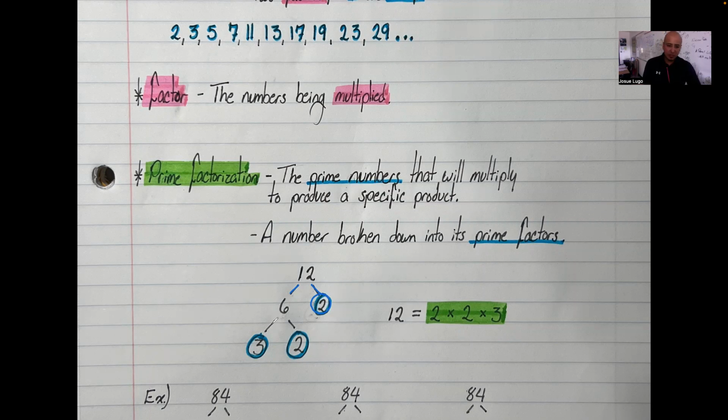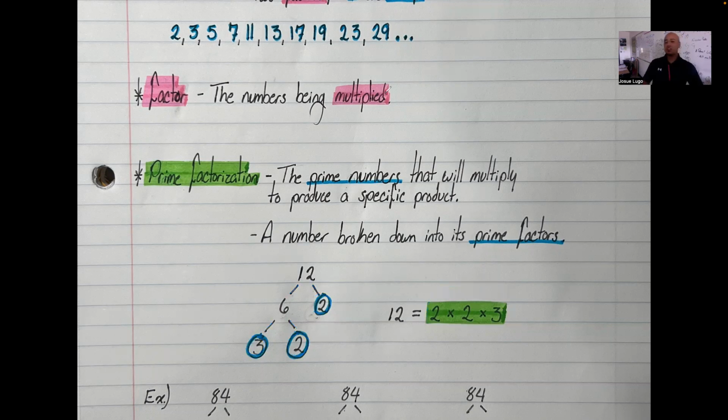However, here we have the number 6. I can break that down into the numbers 3 and 2, both of which are prime. So notice that at this point, ladies and gentlemen, I am left with 2, 2, and 3. So the prime factorization of 12 would be 2 times 2 times 3, because 2 times 2 is 4, and 4 times 3 is 12. Or I can go the other way around. 3 times 2 is 6, and then 6 times 2 is 12.